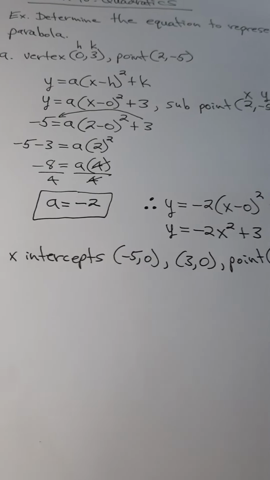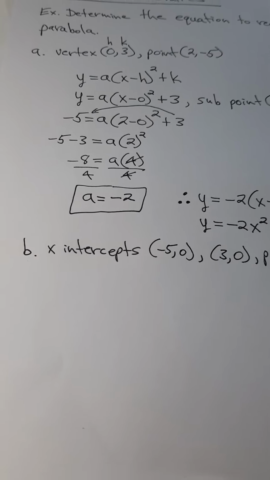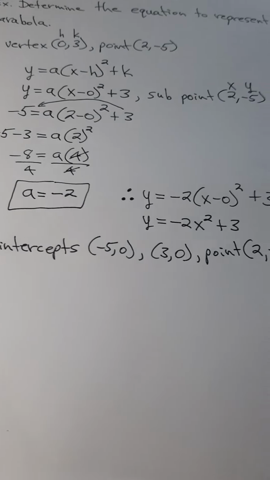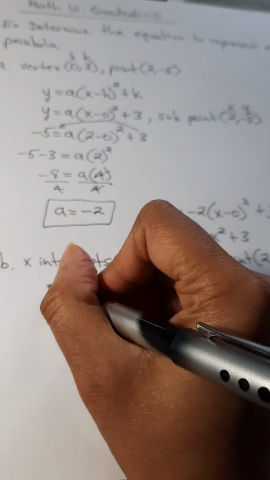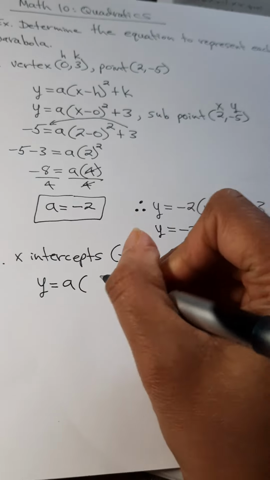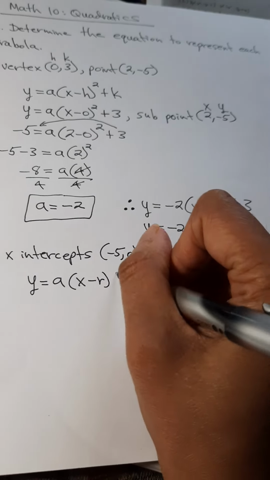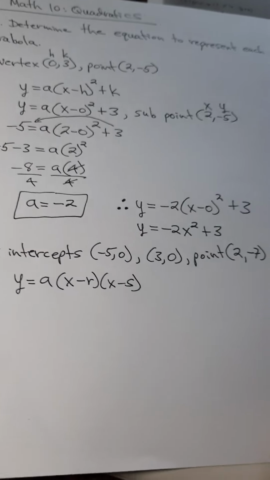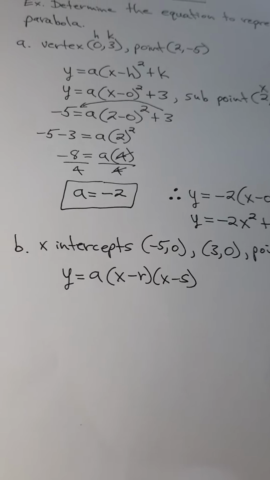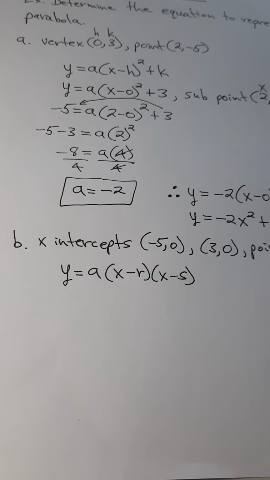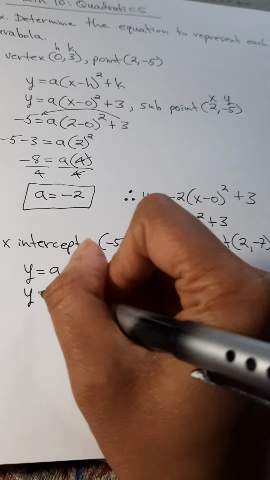So you notice it's slightly different compared to part A. In part A, the vertex was given, so we just directly subbed it into the vertex form. This time, the x-intercepts are given to us, so we're going to sub it into this equation: y equals a(x minus r)(x minus s). This is the general factored form of the parabola. So if the x-intercepts are given to you, you can just directly sub it into this equation. Make sure you do change the signs for the intercepts here.